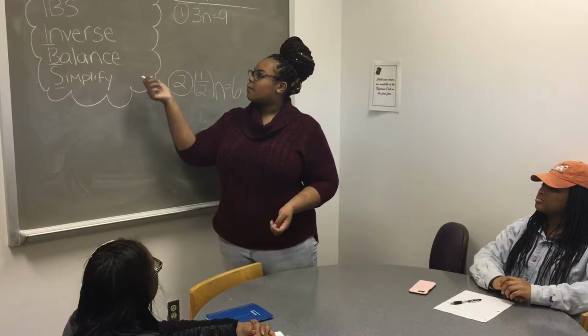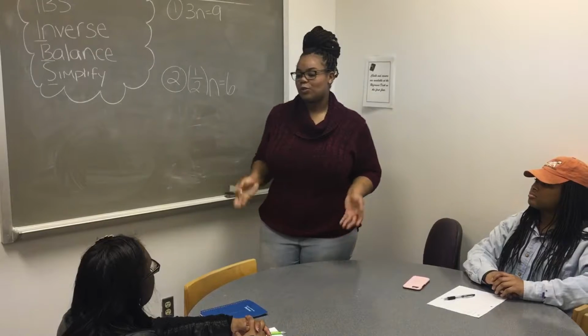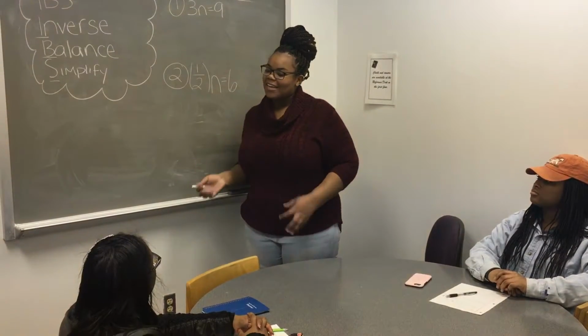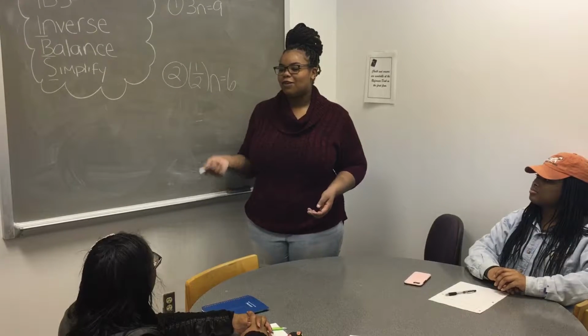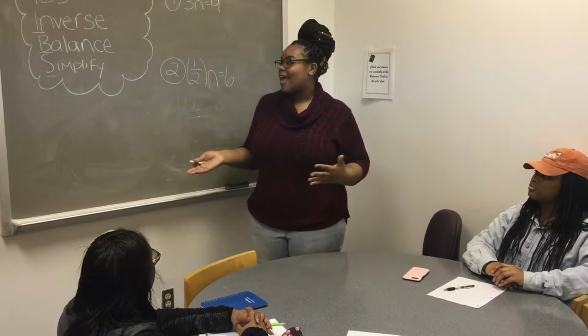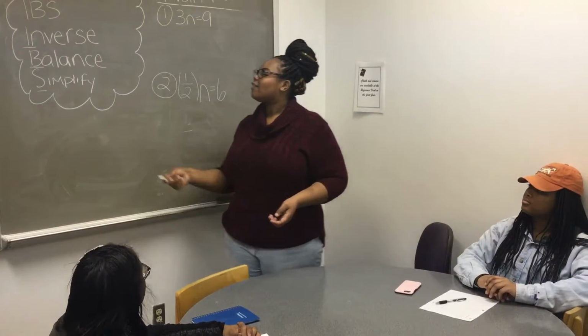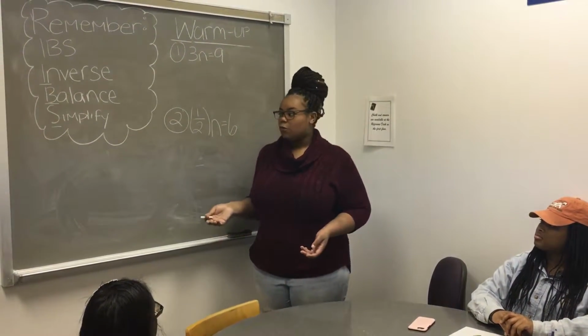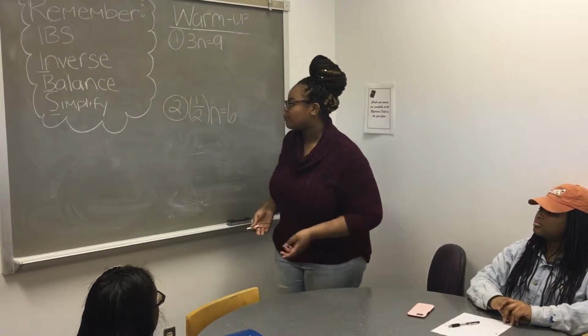The second step is balance. So whatever you do to one side, you must do to the other. And a good way to remember that is a seesaw. So if one side goes up, the other side must go down. It's not going to just stay in the same position. And then the last step is simplify. So if you have a fraction, you want to put it in its most simple form.